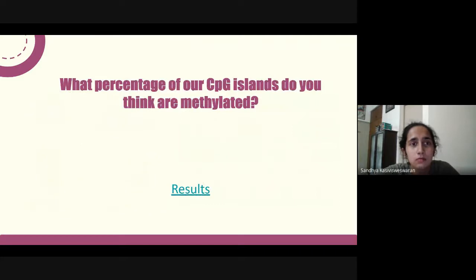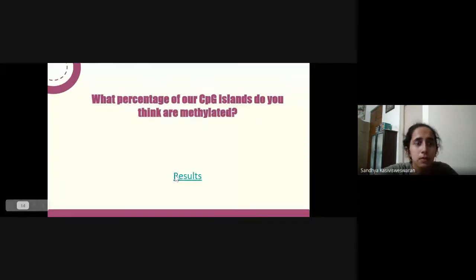Just for a quick question, there's no way too many of you would know this as such: what percentage of the CpG islands in our genome do you think are methylated? That's basically saying, if I have 100 genes in my genome, how many of them do you think are actually active? There's a link in the chat box that you can access and respond to the poll.